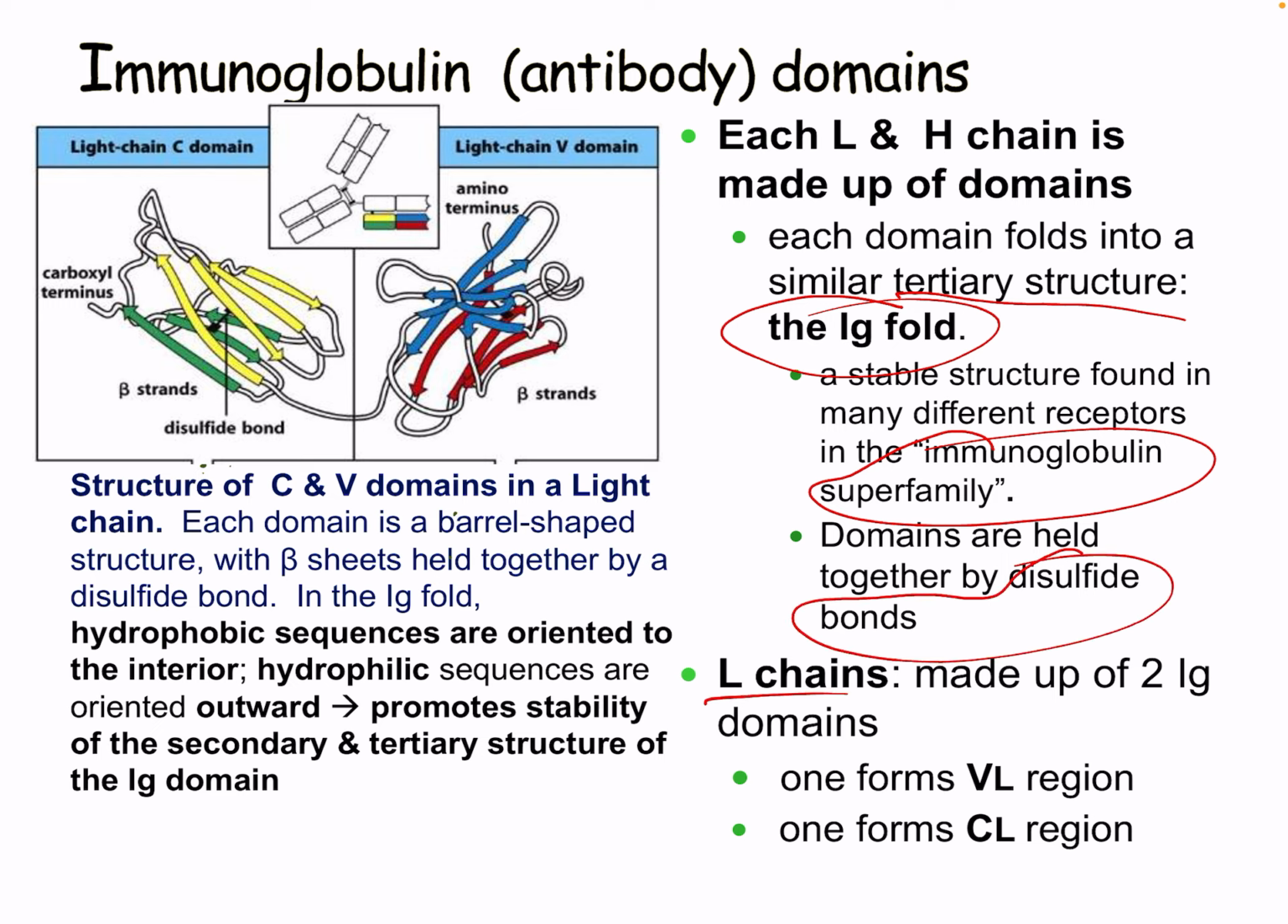The light chains are made up of 2 immunoglobulin domains, VL and CL. Each domain is a barrel-shaped structure with beta sheets held together by a disulfide bond. In the immunoglobulin fold, hydrophobic sequences are oriented to the interior, and the hydrophilic sequences are oriented outward, similar to our cell membranes. This promotes stability of the secondary and tertiary structure of the immunoglobulin domain.